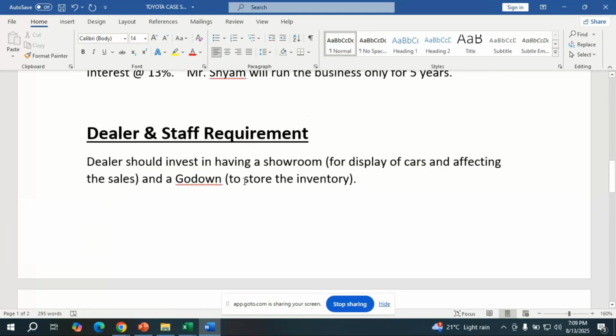So let's go to the dealer and the staff requirement. Now the dealer should invest in having a showroom. Of course, once we are planning to invest into a car showroom, we cannot have the showroom alone. We must also have the godown to store the inventory. Dealers should invest in a showroom for display of cars and affecting the sales, as well as a godown, which is very important to store the inventory, the stocks, and the parts of the automobiles. So he must have two places: one is the showroom, the other is the godown.